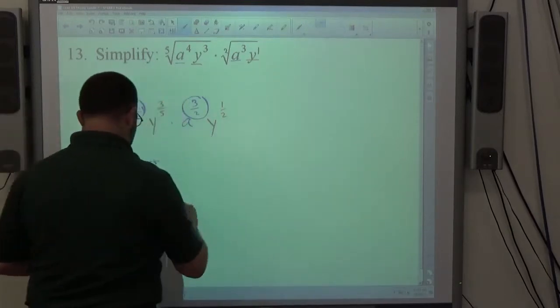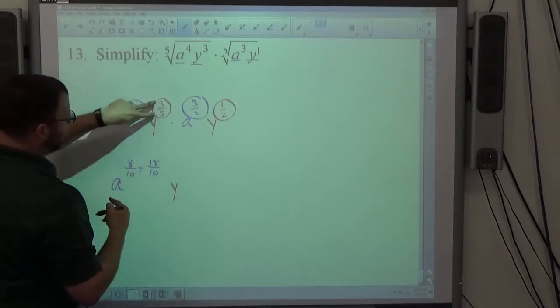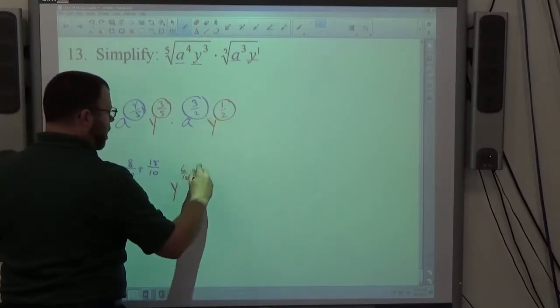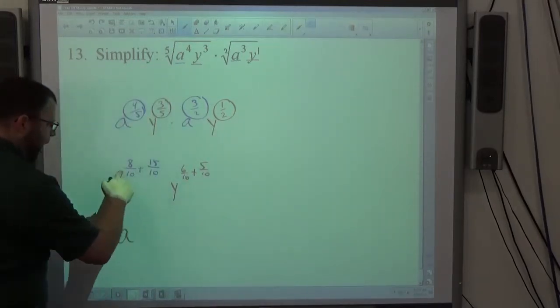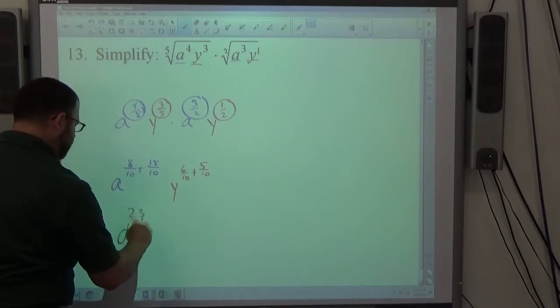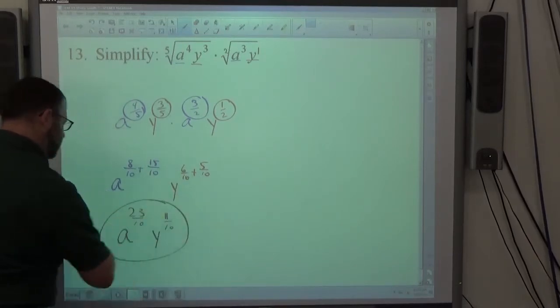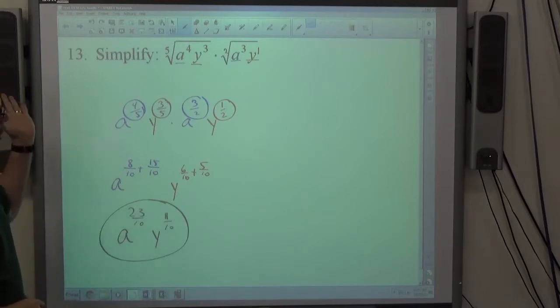Looking at the y's, same deal. I'm adding 3/5 to 1/2. Once again, a common denominator of 10. Top and bottom multiplied by 2 makes 6/10. Top and bottom by 5 makes 5/10. So my final result here, 8 plus 15 makes 23 over 10. 6 plus 5 makes 11 over 10. So I'm expecting an answer pretty much like that for a problem of this variety. So a to some power, y to some power, again, getting a common denominator to be able to add those powers together.